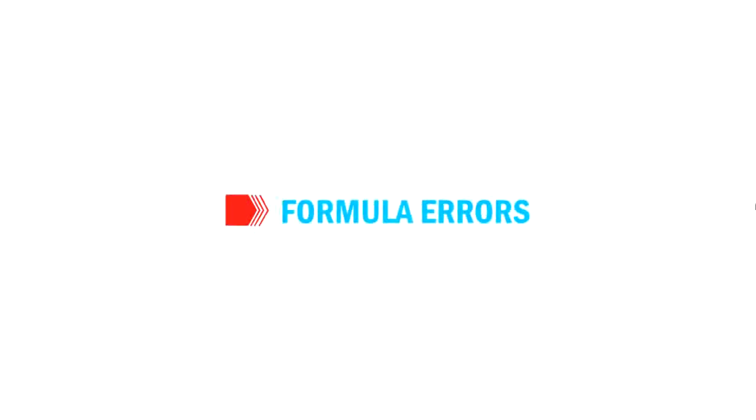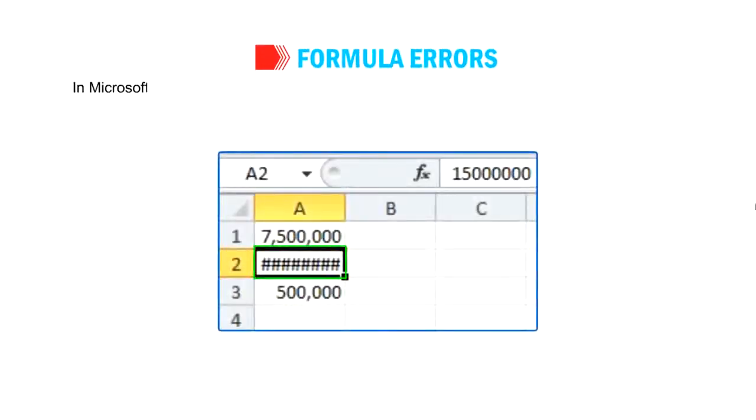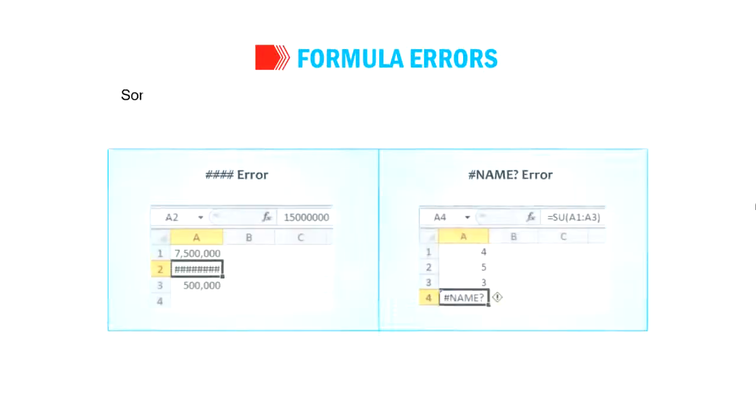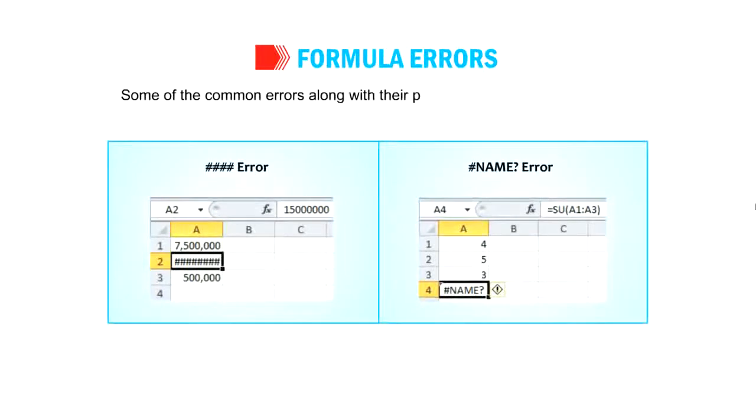Now let me explain to you about the formula errors. In Microsoft Excel, if any formula is entered incorrectly, then Excel displays an error message instead of the value and assists you in identifying and fixing the problem. Some of the common errors along with their possible reasons are listed below.